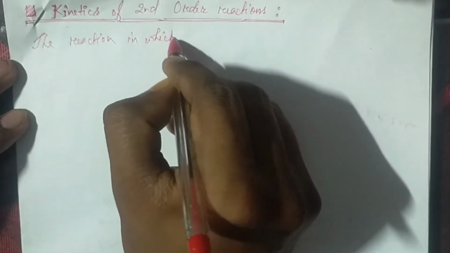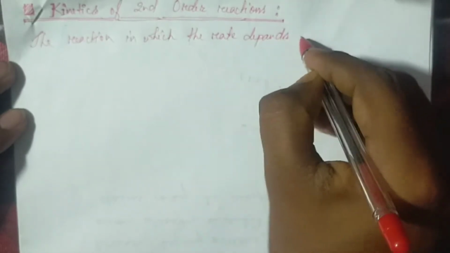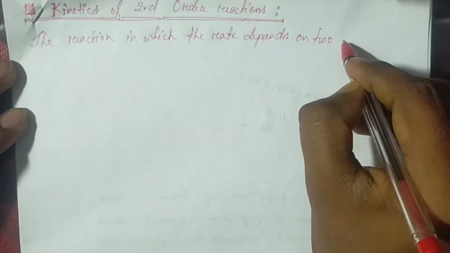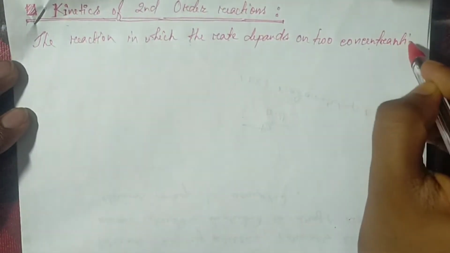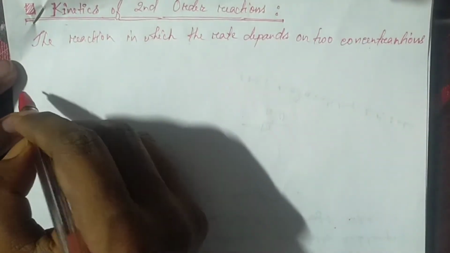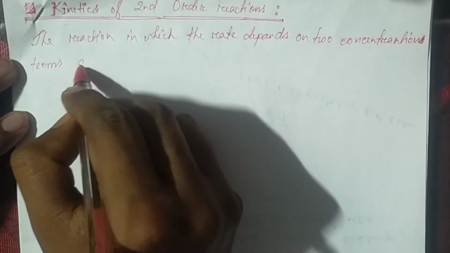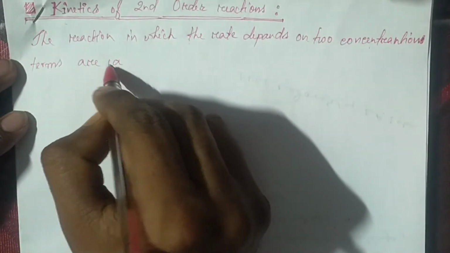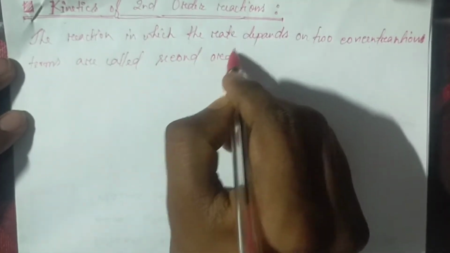The reaction in which the rate depends on two concentration terms is called a second order reaction.